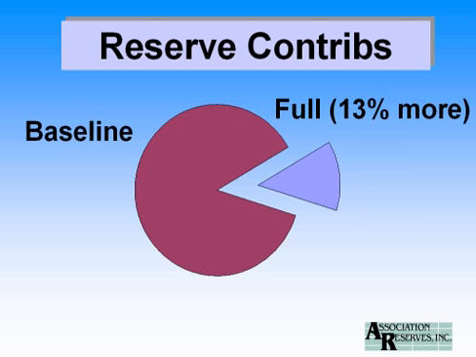Now you might wonder how any association can afford a full funding objective. The answer is, on average, full funding contributions are only about 13% more than baseline funding contributions. It takes a lot of money to provide enough reserves so there's sufficient funds just to keep the reserve fund above 0. So it doesn't take a lot more to build up some margin, a little safety, up to the 100% funding level.